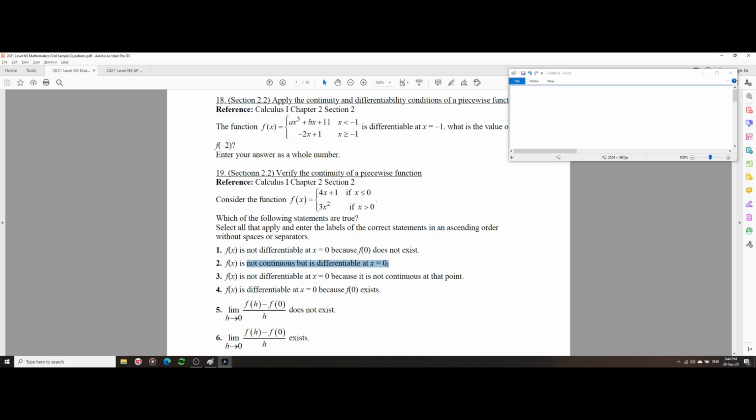This statement does not make sense. It's not logical, so you don't need to read it again. It's just any differentiable function is necessarily continuous, so if it's not continuous, it's necessarily undifferentiable. Now for the second one, or the third one, as in, f of x is not differentiable at x equals 0 because it's not continuous at that point.